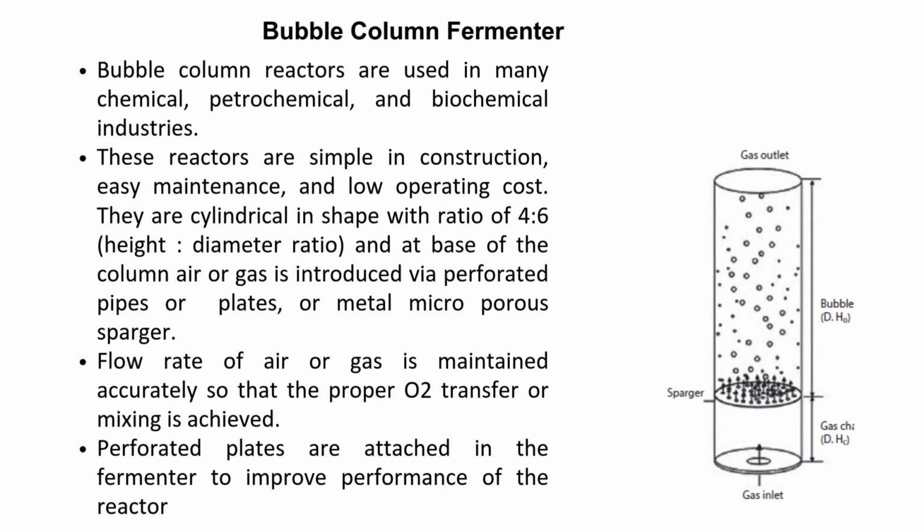These reactors are used in many chemical, petrochemical, and biochemical industries. They are valued for their simple construction, easy maintenance, and low operating cost. They are cylindrical, with a common height-to-diameter ratio of 4:6. At the base of the column, air or gas is introduced through perforated pipes, plates, or a metal microporous sparger. The flow rate of the air or gas is carefully maintained to ensure proper oxygen transfer and mixing.